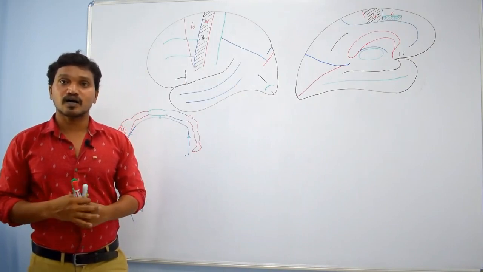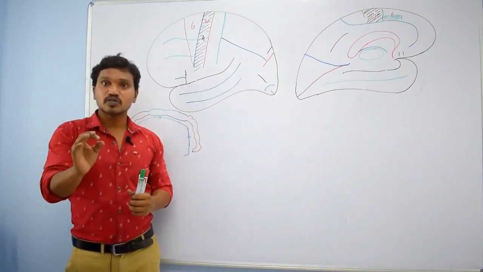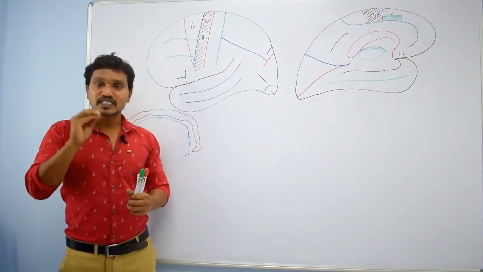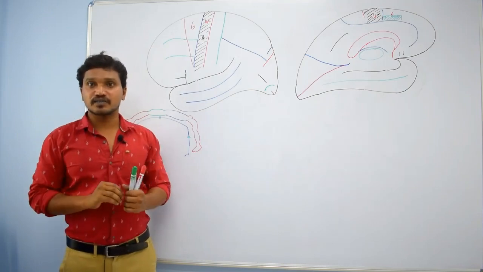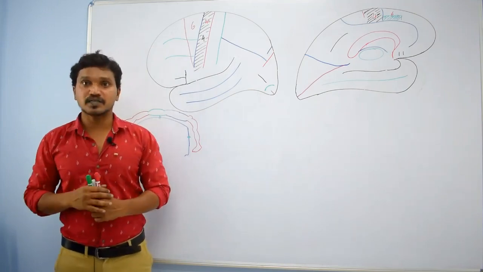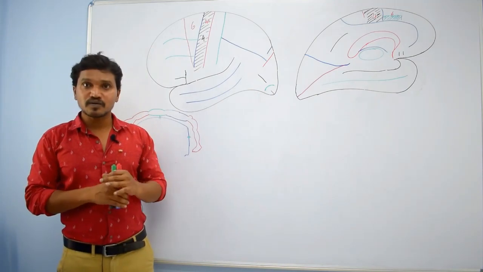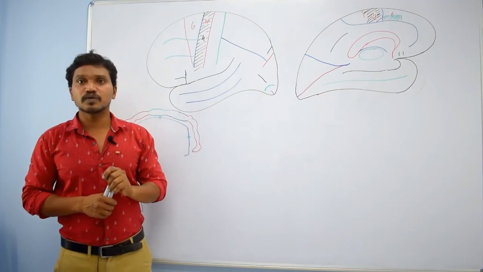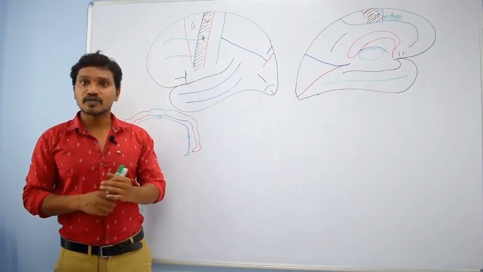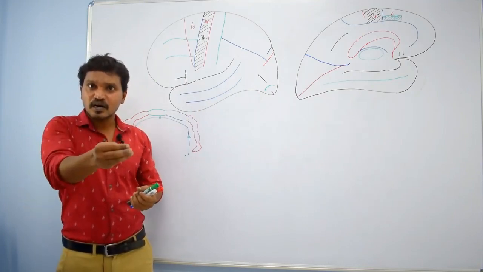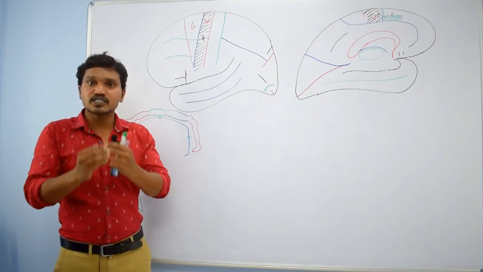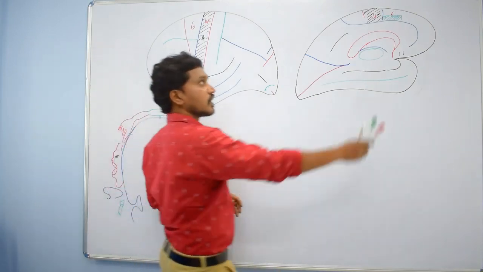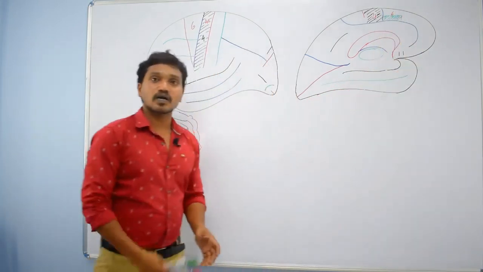Supplementary motor area controls the activities which require sequential organization, right? So that means what? Very skillful movements like dance and all. For that, sequential coordination and organization is needed. So those movements are initiated by supplementary motor area.